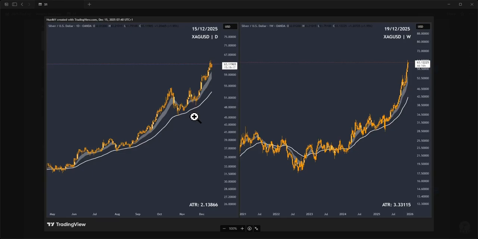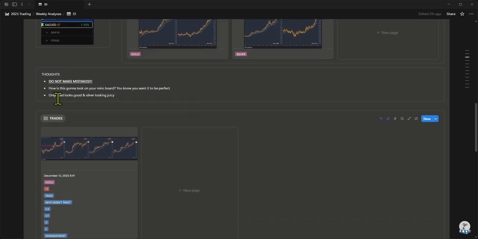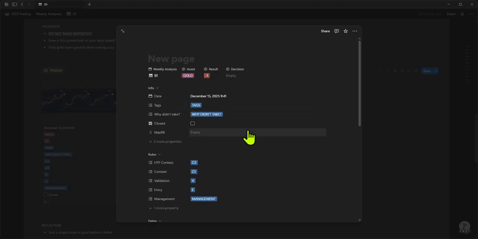But yeah, this is beautiful. What a nice trending market. So yeah, only gold looks good and silver looking juicy. Yeah, and I end up actually taking a trade. Cool. So let's take a look here.